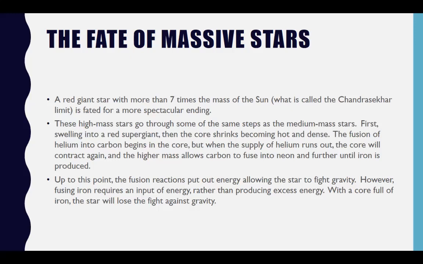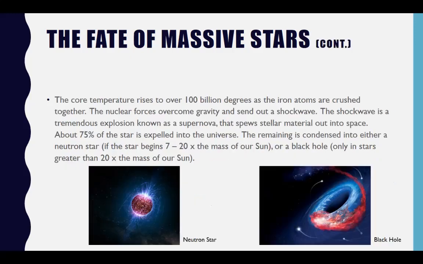We continue that fusion of helium to carbon begins in the core. When the supply of helium runs out, the core will contract again, and the higher mass allows the carbon to fuse into neon and further until iron. And when it hits that point of iron, we get to an energy output as the star is trying to fight off gravity. So fusing iron requires a huge amount of input of energy. And rather than producing excess energy, a core full of iron, the star will lose the fight against gravity, collapse in on itself, and then the core temperature rises over 100 billion degrees as the iron atoms are crushed together.